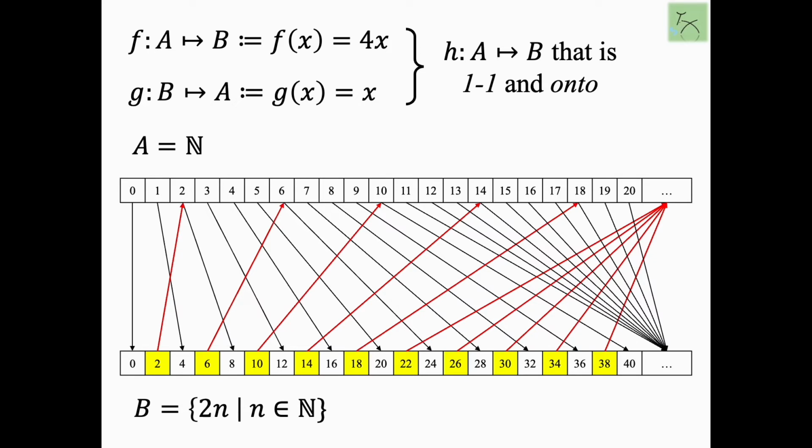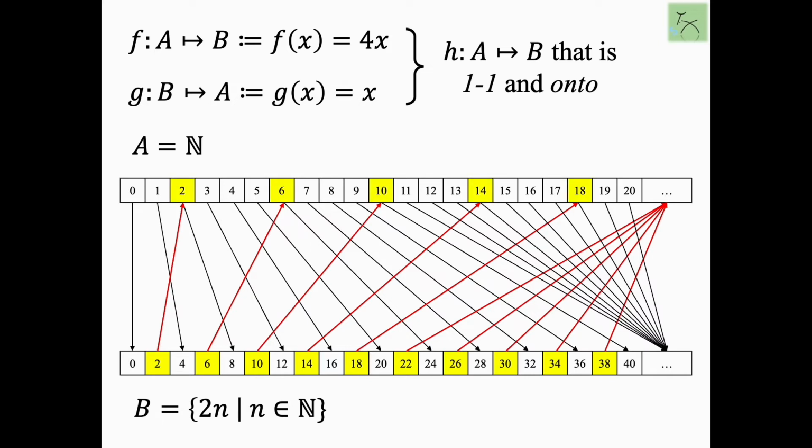The red arrow here represents the mapping of these elements under g. Since g inverse is the only way to map to these elements, the red arrows are actually finalized as part of our function h.